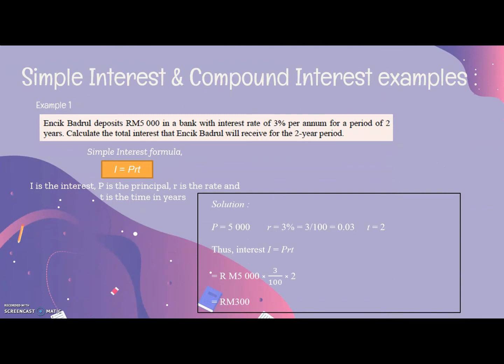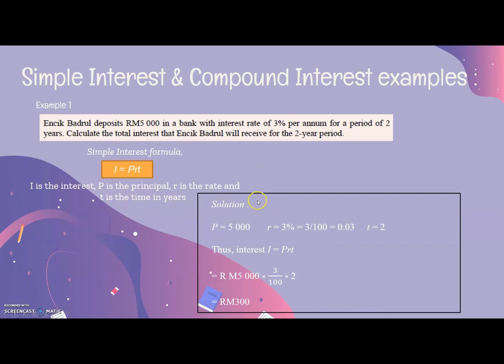Next, I will show you an example on simple interest and compound interest. Example 1 is for simple interest. Encik Badrul deposited RM5,000 in a bank with interest rate of 3% per annum for a period of 2 years. Calculate the total interest that Encik Badrul will receive for the 2 year period. So the simple interest formula is I equals PRT, where I is the interest, P is the principal, R is the rate, and T is the time in years.